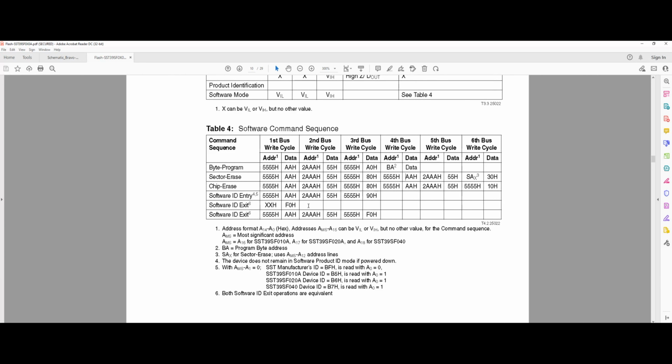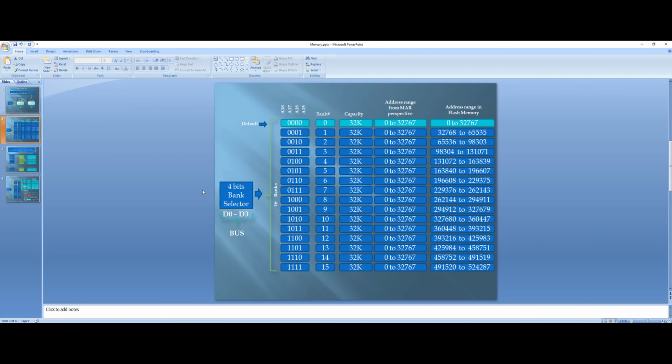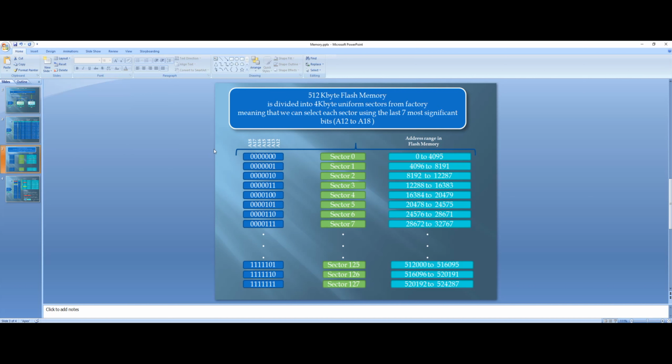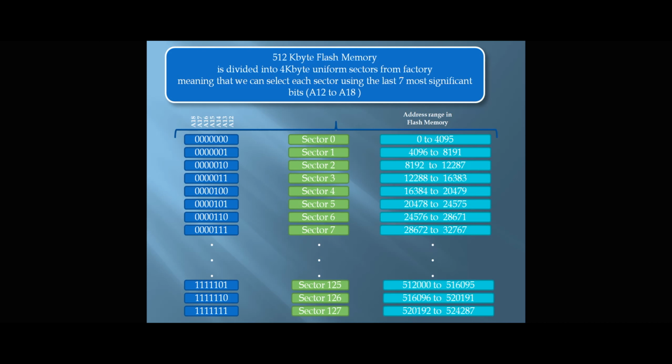So with that, let's now focus on the sectors. What are sectors and how should we treat them? In order to look at those, I need to go back to my slides and show you a little bit more about what is happening inside those flash memories. So let's first focus on the 512 kilobyte flash memory version that we are actually using in our memory module.